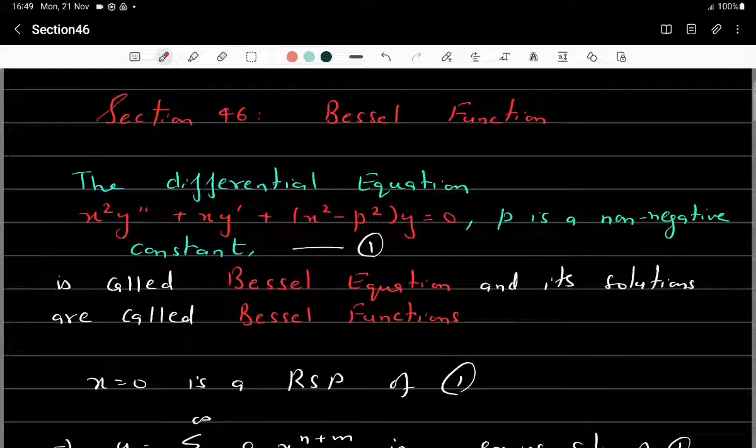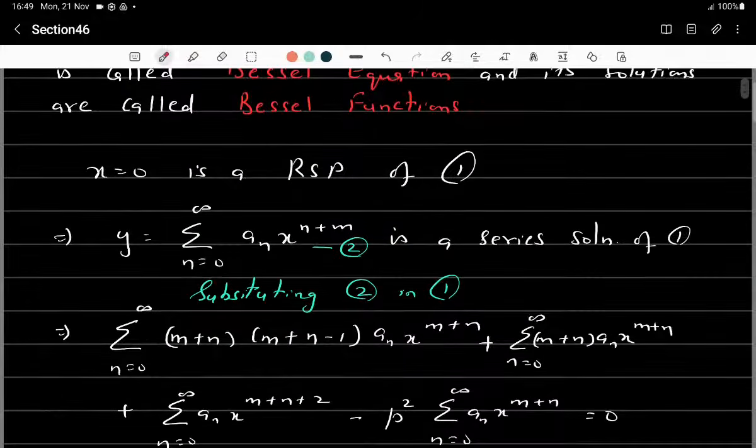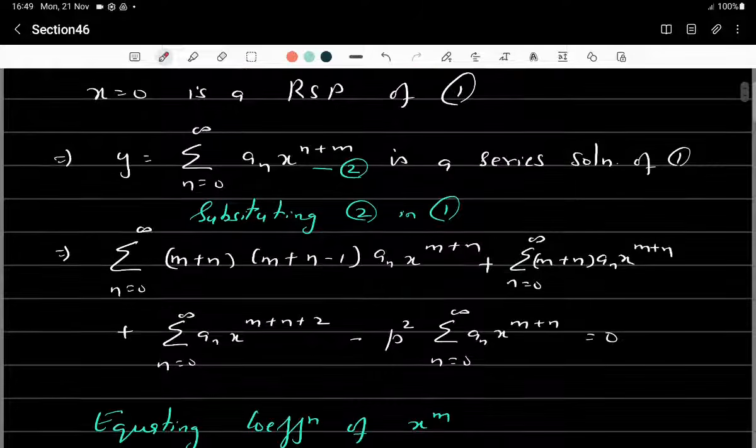In case of Legendre polynomial or Legendre equation, p used to be a non-negative integer. So remember the difference. Now it can be easily observed that x is equal to 0 is a regular singular point. Hence, there exists a Frobenius series solution. We need to see, does there exist one Frobenius series solution about x is equal to 0 or two Frobenius series solutions. Now Frobenius series solution can easily be computed. I have given the details here.